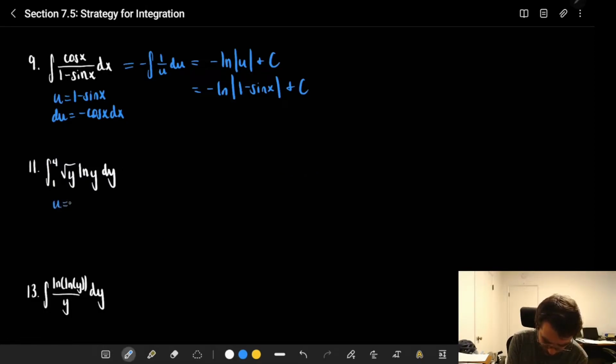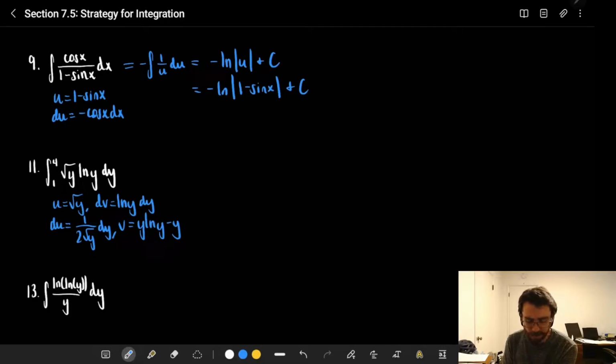So u is square root of y, dv is natural log of y dy. I could try flipping it. That may work better. Again, du will be 1 over 2 root y dy. And then v, natural log integrates to y ln y minus y. Then uv is ugly, sure. But, I mean, let's see. So uv evaluated at those bounds minus integral v du evaluated at those bounds.